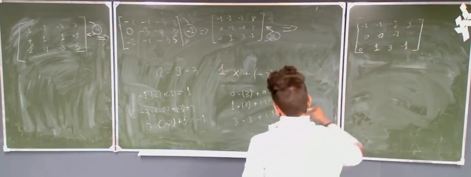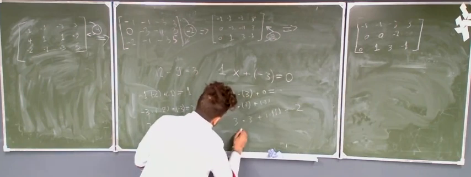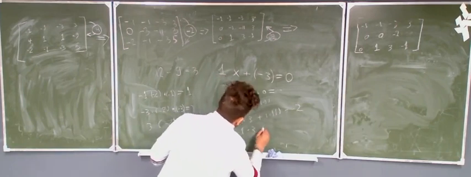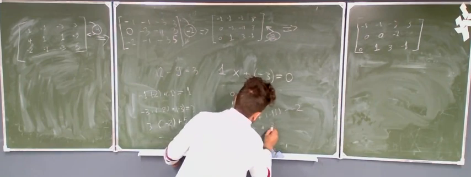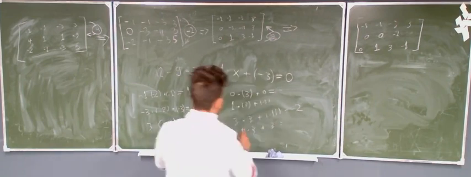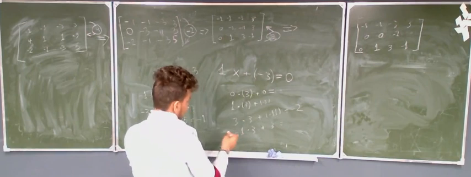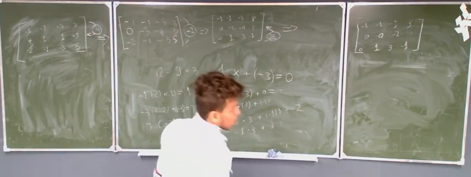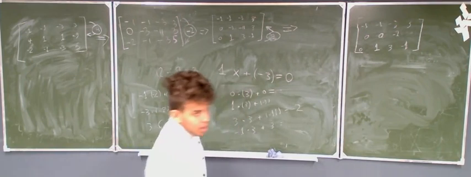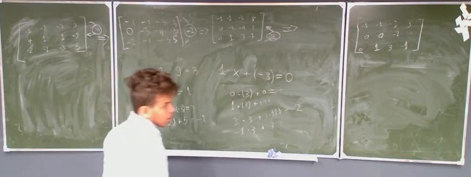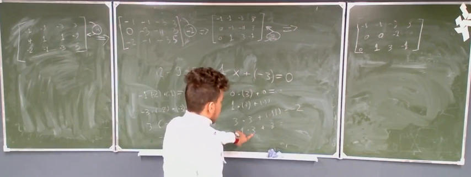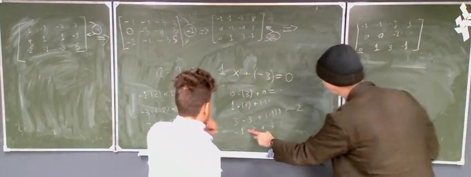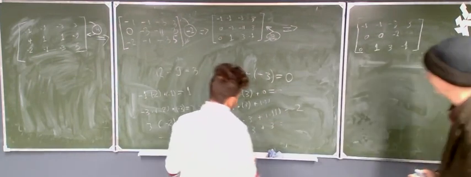3 minus 1. Minus 3 plus 3 minus 3. No. Minus 9. 1, 0, 0, 0. Okay, this is multiplication, this is dot. Sign 0.